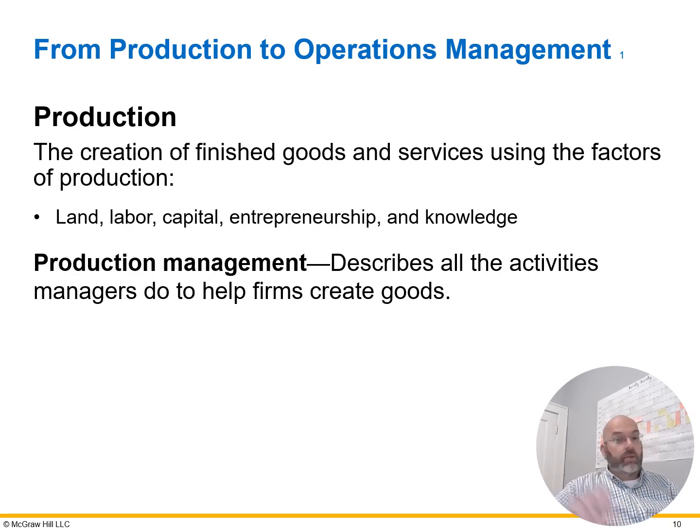So you're creating a good, whatever it is. It could be a phone, right? What do you got to do using these factors of production, land, labor, capital, entrepreneurship, and knowledge, to create this? Okay. Here's a hint for something like a phone. You're going to use a lot more capital than you would land. You would also use a lot more capital than labor, but you're going to use a lot more knowledge and entrepreneurship. Okay.